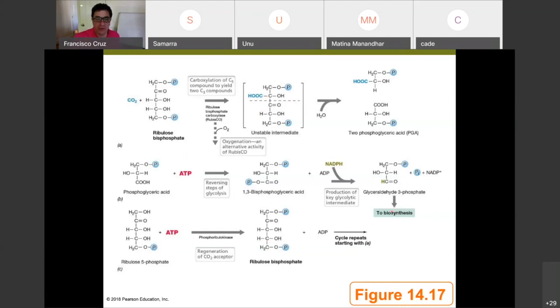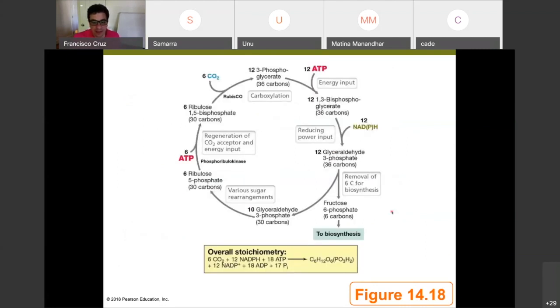So that's just a review. The overall stoichiometry is what I would pay attention to on this slide. Okay, figure 14-18, I just care about that. We went through CO2 entering Rubisco. We go through the cycle. Then we have fructose for biosynthesis. We have to generate some of the molecules and retain them so that we can go around again. But for the most part, we can think of CO2 plus ATP plus NADPH equals glucose, fructose, whatever. And that's all given here.